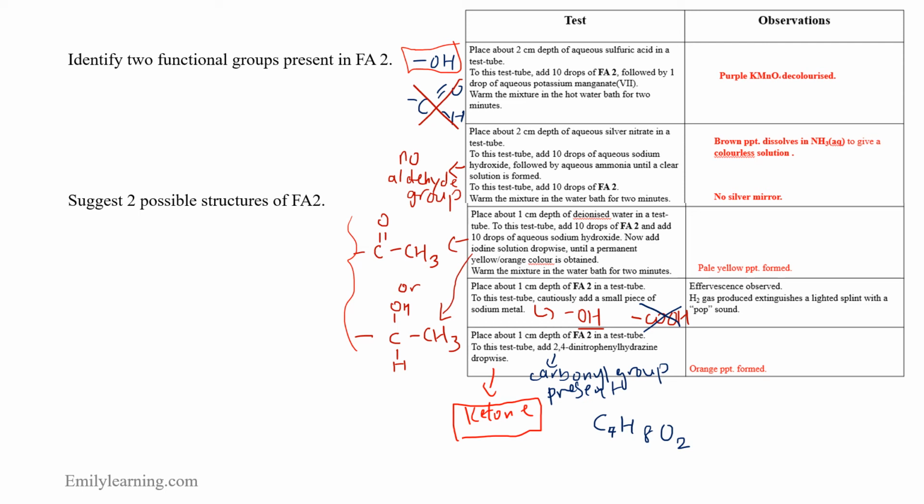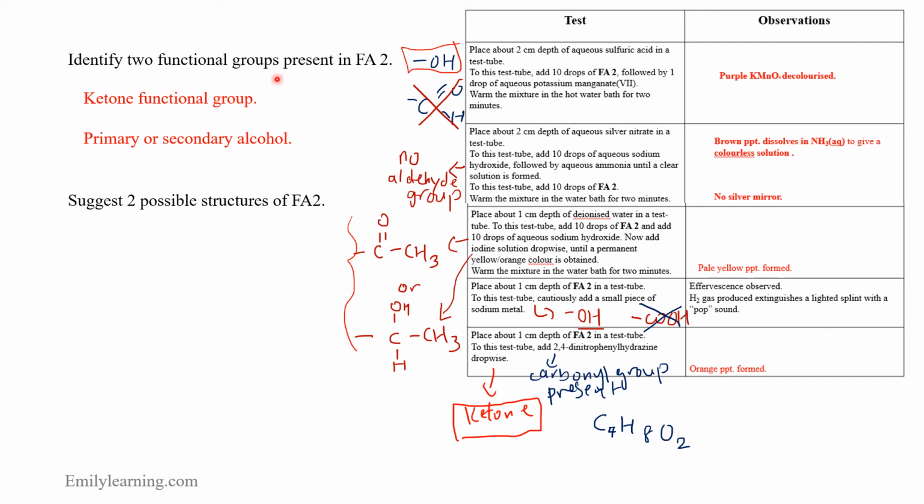Okay, so identify 2 functional groups present in Fa2. So I'll write ketone functional group, and also primary or secondary alcohol. Remember, tertiary alcohol cannot be oxidized, so it must be either primary or secondary alcohol. Now with that, I need to suggest 2 possible structures of Fa2. So I know that the molecular formula of Fa2 is C4H8O2.